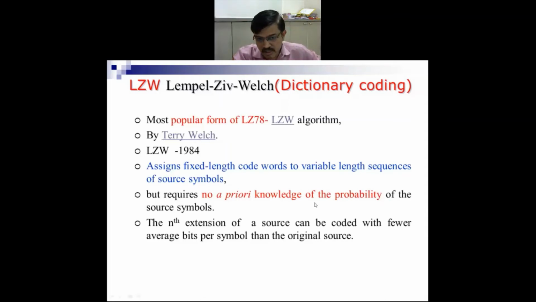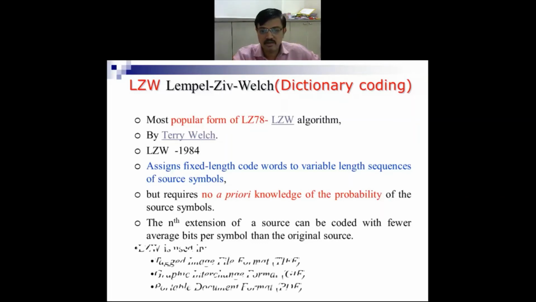This does not require prior knowledge of the probability, and that's why it is the most popular compression algorithm we are using. The nth extension of a source can be coded with fewer average bits per symbol than the original source, and that's why we could say that much compression has been achieved.